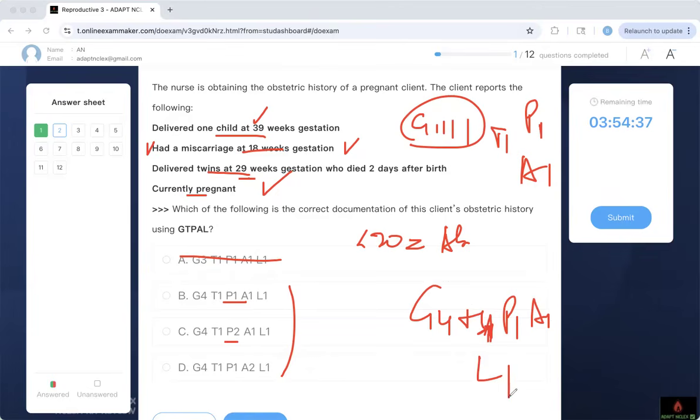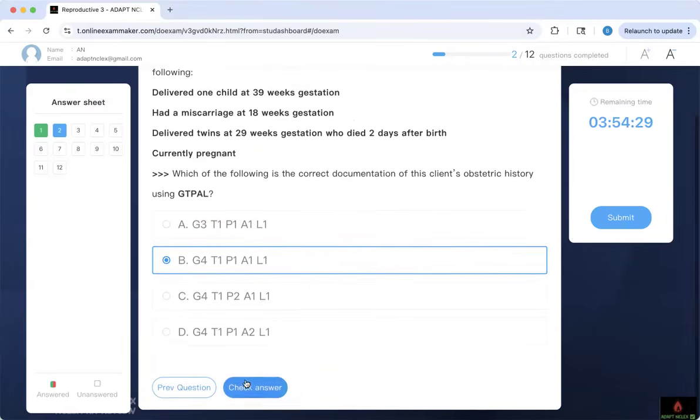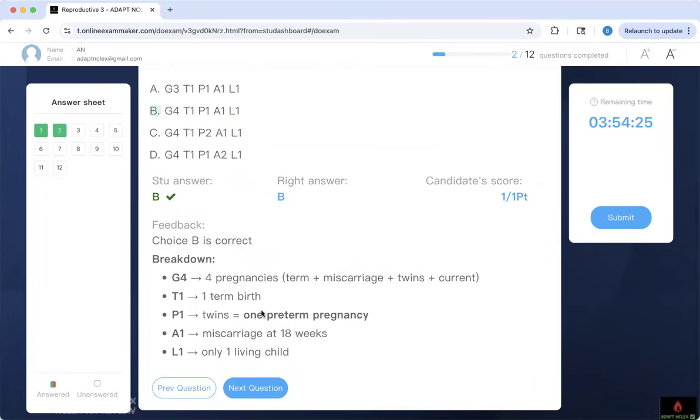And one living baby. So, which one is the right answer? B. Try to pause the video, calculate it again. Be patient when you calculate it, and you figure it out. And this is the analysis of it.